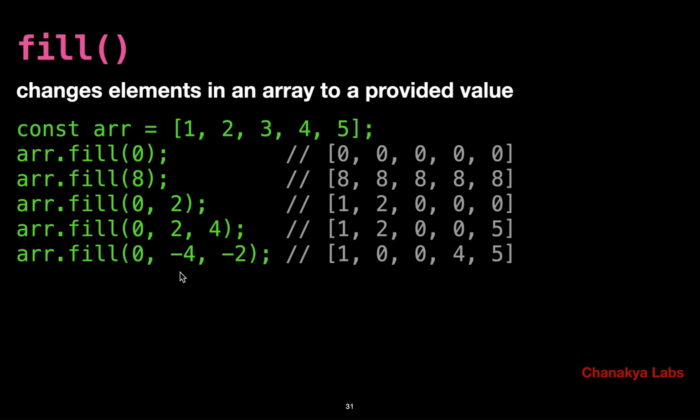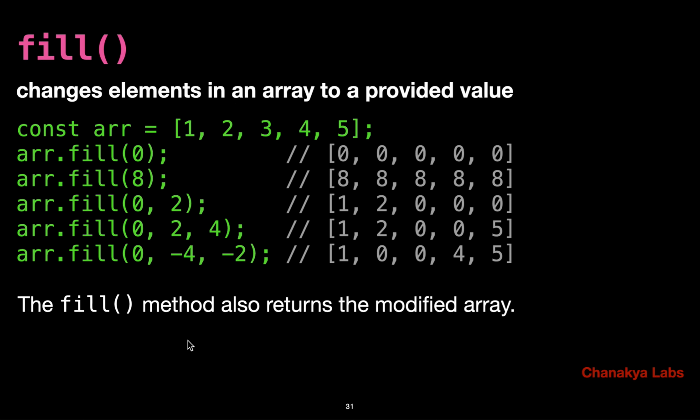Again, you can also have negative indices. So from -4 to -2, what is -4? -1, -2, -3, -4. From here till -2, minus 1, which means -3. So from here till -3: -1, -2, -3. So these two values will be filled with 0, as you can see here. And the fill method returns the modified array, which we saw.